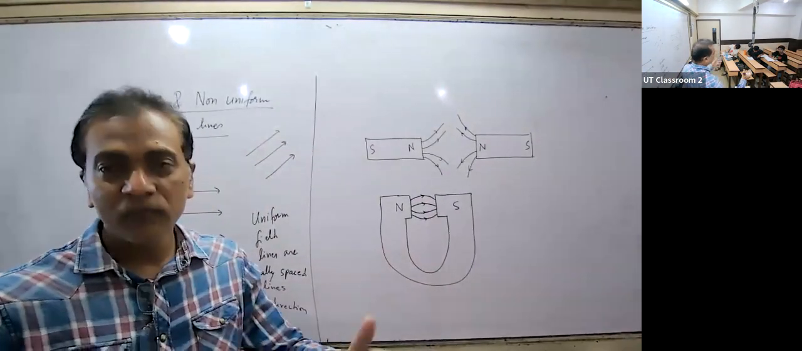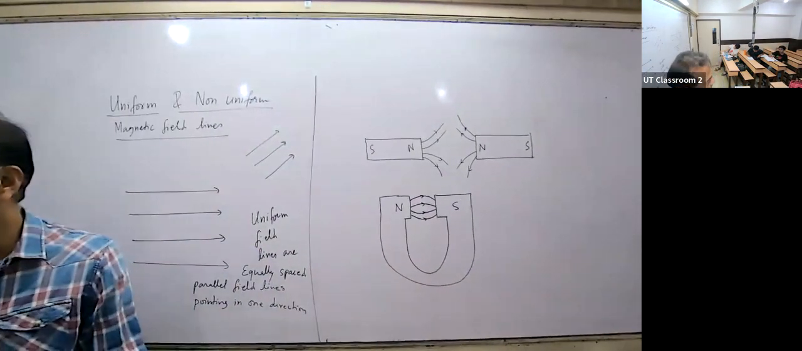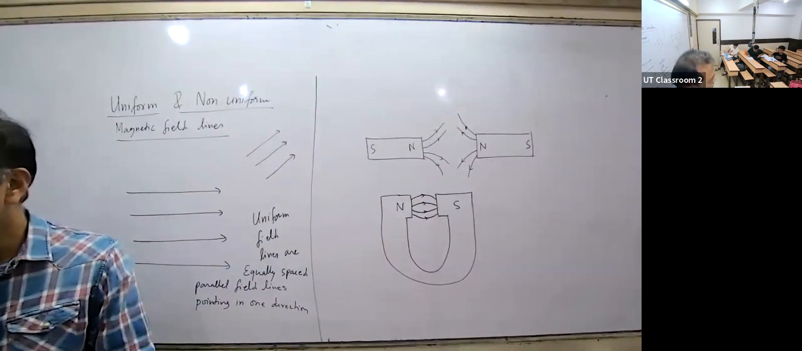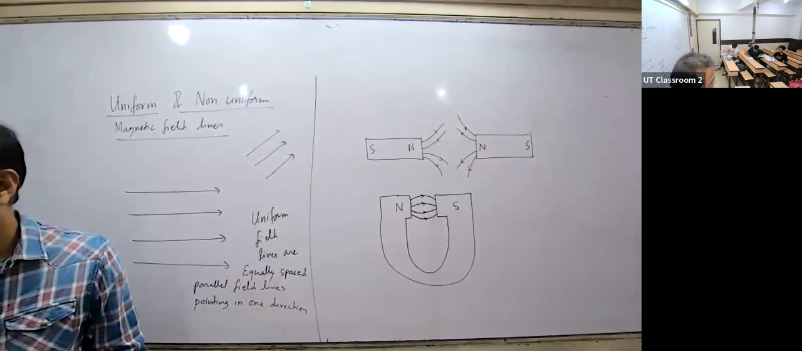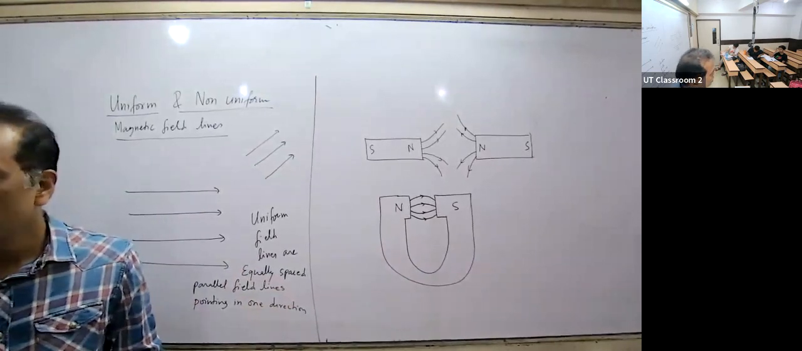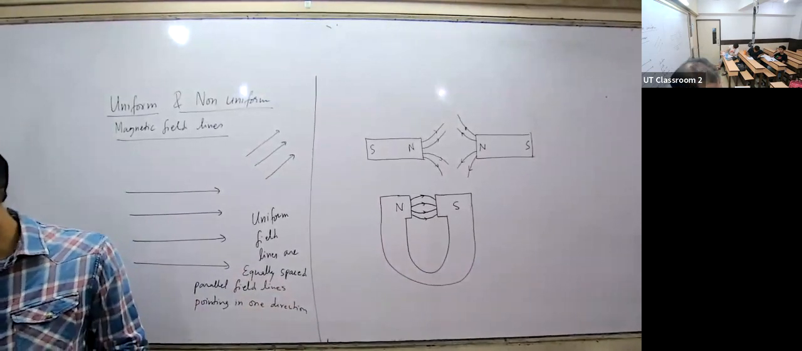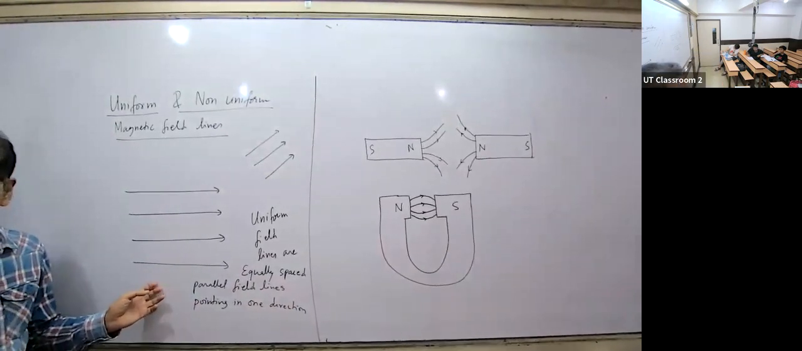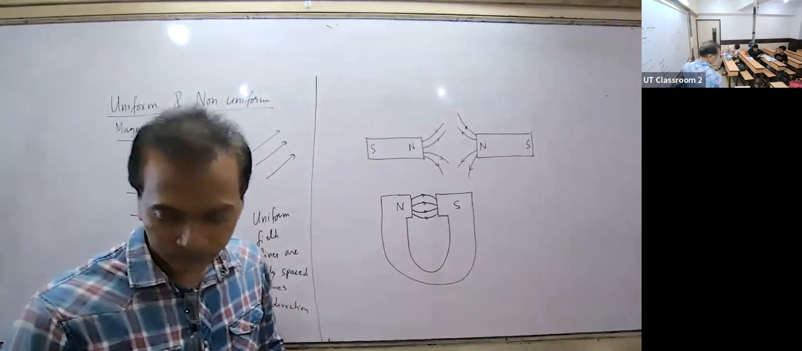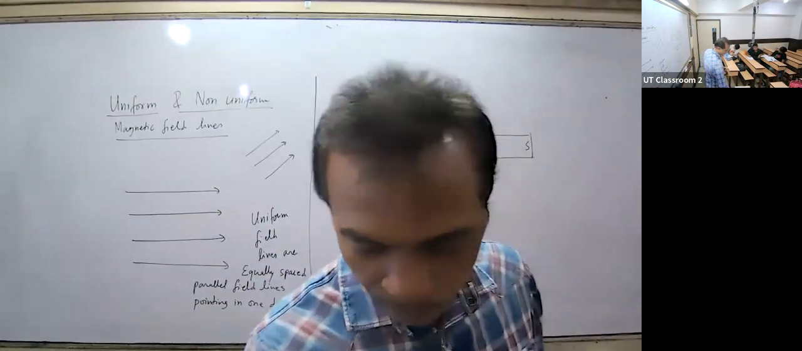So if a diagram is given and the question asks you to identify whether it is a uniform field or non-uniform field, immediately you should be able to answer. Or there may be a question, draw a uniform field line. Then what you will do? Just draw a set of parallel lines pointing in one direction. Okay. Clear?